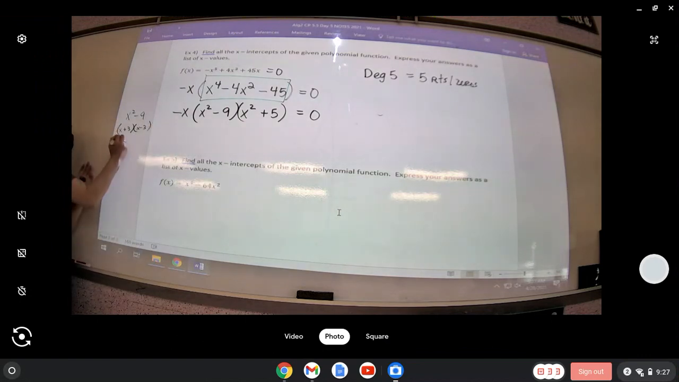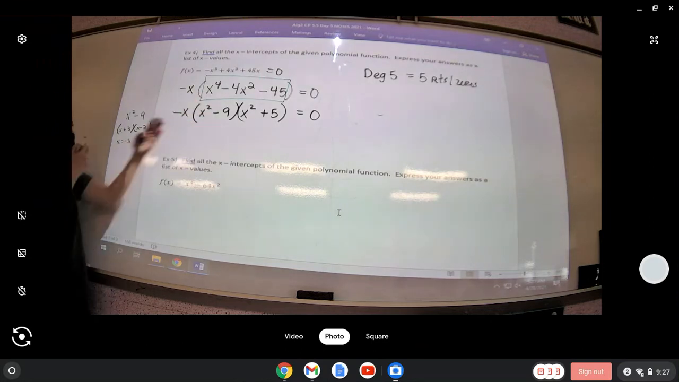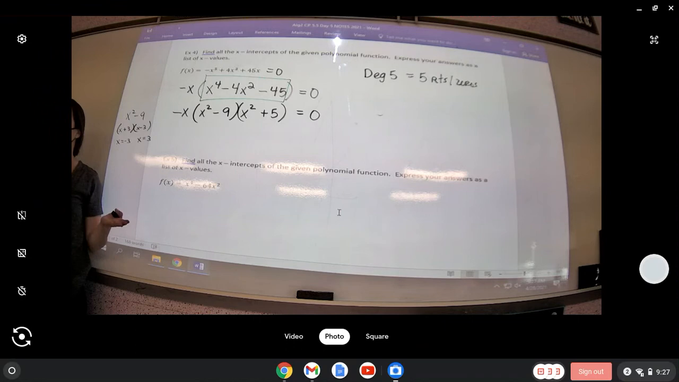And when you set this one equal to 0, you would get negative 3. And when you set this one equal to 0, you would get 3. And then you'd get an answer from this one and an answer from that one, or 2 answers. So if you wanted to factor this again, have at it. You're going to get your answers from it.